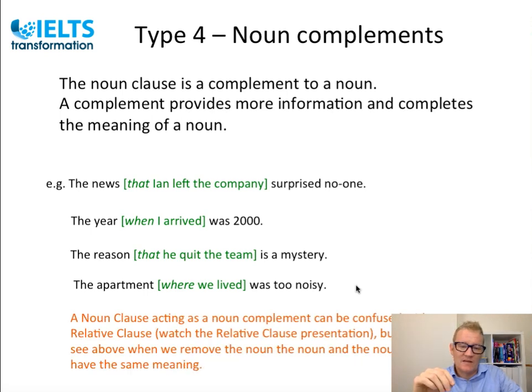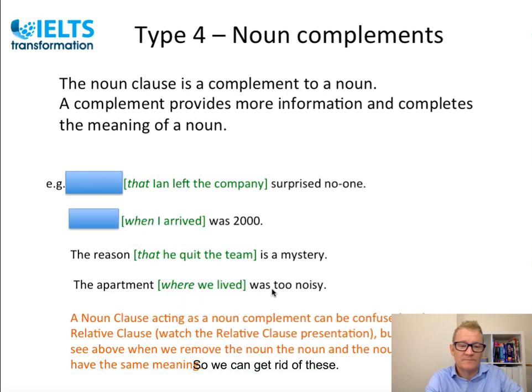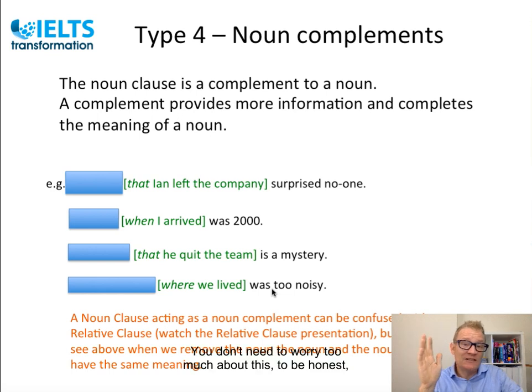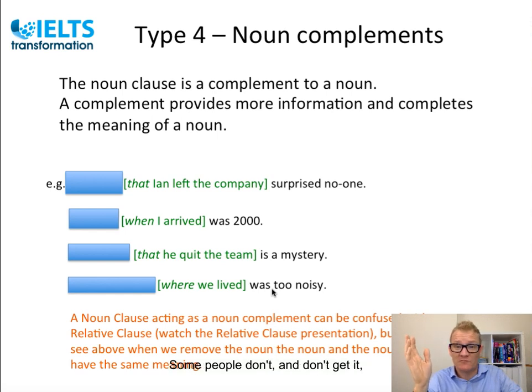So don't confuse these with a relative clause. In a relative clause, something is missing. Here, nothing is missing. Ian left the company, nothing missing. I arrived, he quit the team, we lived, nothing missing. Okay, so we can get rid of these. Look, it's the same. Okay, you don't need to worry too much about this, to be honest, but I'm just explaining all the technical parts of it to you. Some people love this technical stuff, some people don't and don't get it, which is completely understandable.